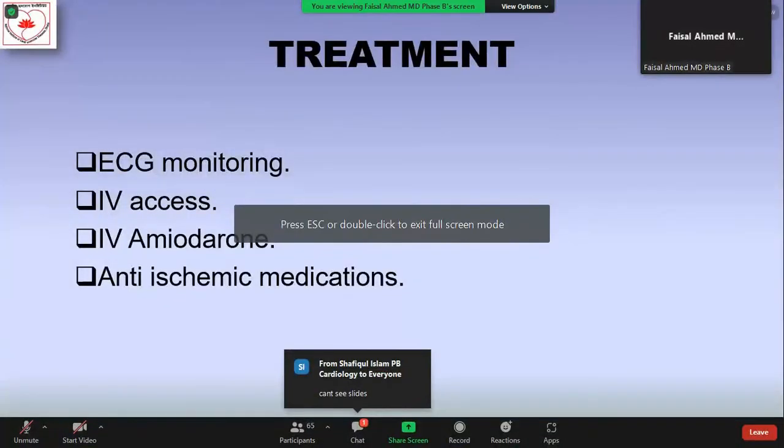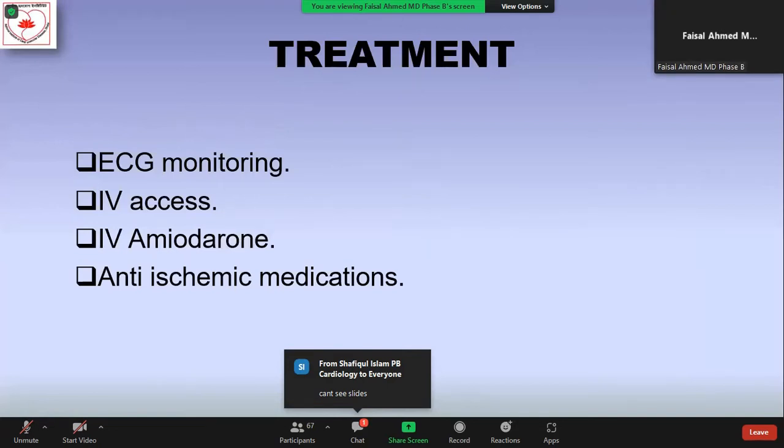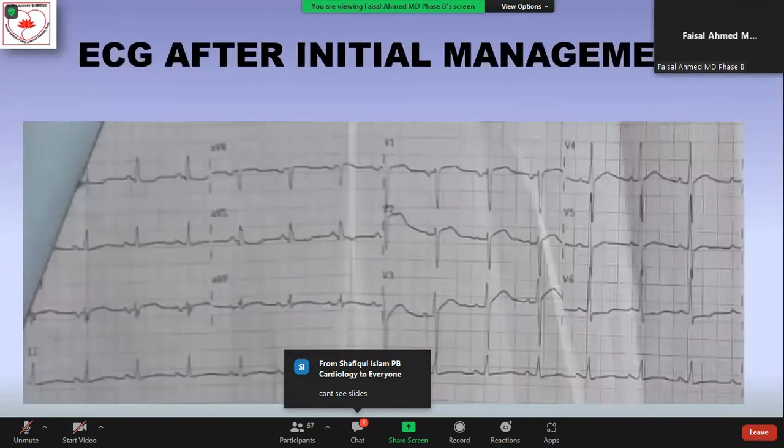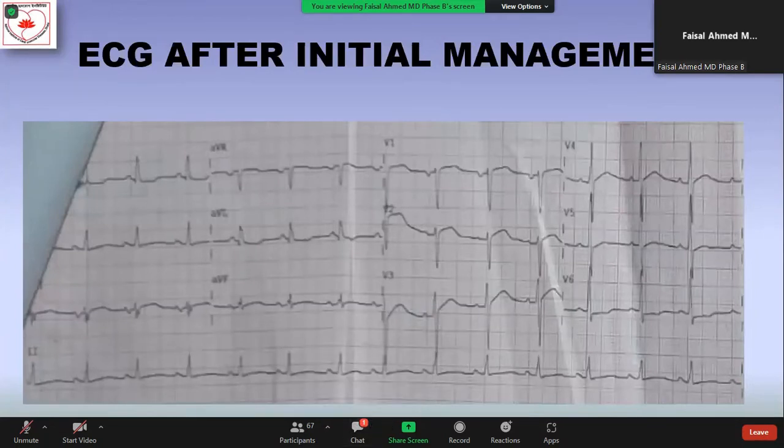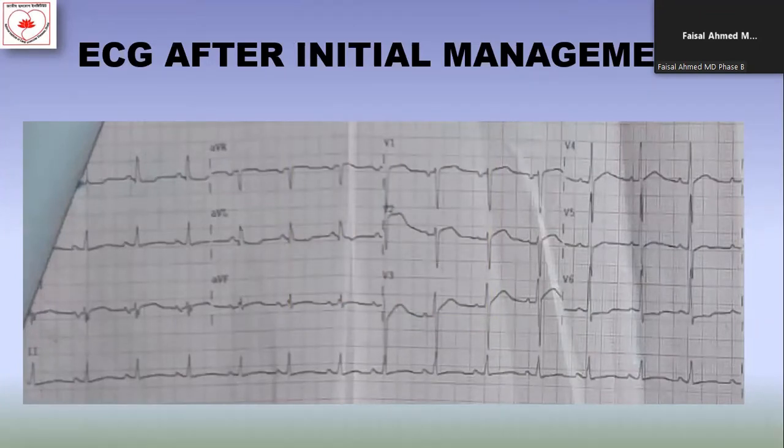So the patient was initially resuscitated at CC1 and managed with IV amiodarone and anti-ischemic medications. After receiving the medications, the patient was reverted to sinus rhythm. And this is the ECG of the patient that was done after the patient got reverted to sinus rhythm. This ECG is found to be surprisingly normal.